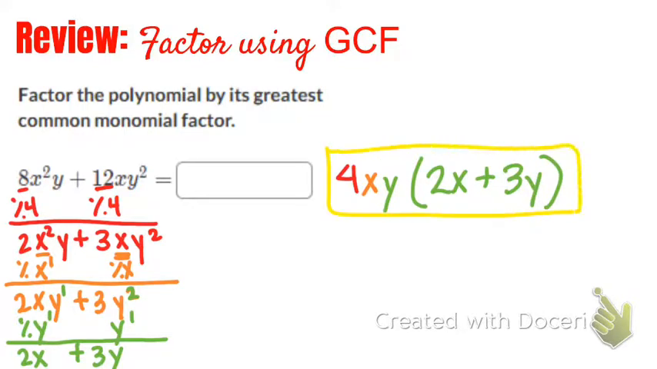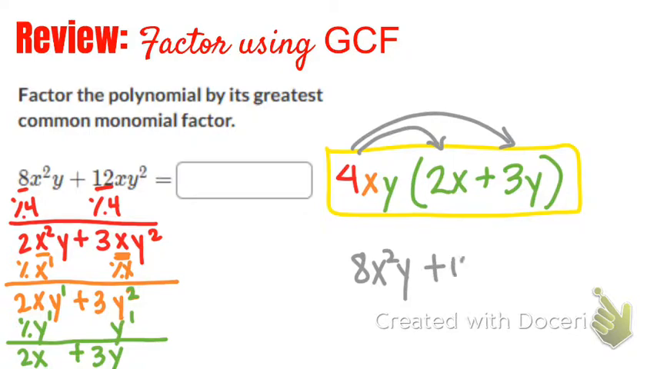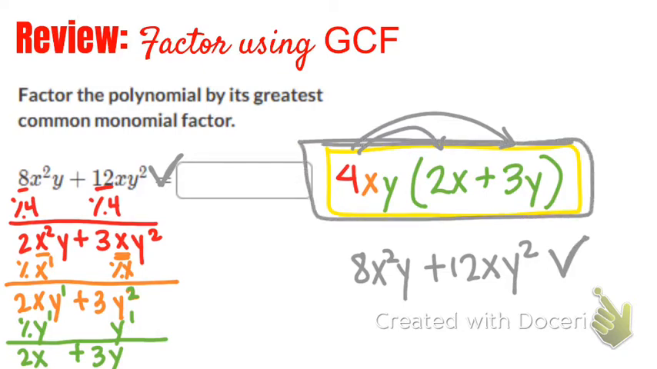If you want to, you can always double check it. Factoring is just changing an expression into a multiplication problem. If I were to multiply these, 4 times 2 is 8, x times x is x squared, and then I have my y. 4 times 3 is 12, x, y times y is y squared. So that is my original problem here, so I see that it checks out. But this is the answer. This is what it is factored.